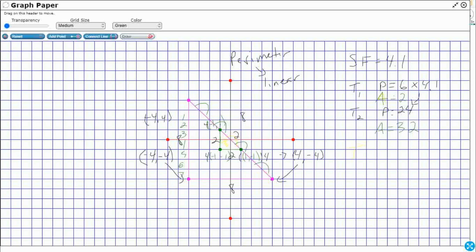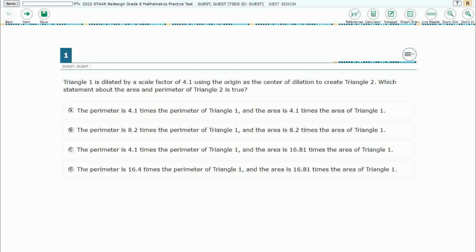And if you count all of these right here, you're going to get the area of 32. So how do we get from 2 to 32? Well, it's quadratic. You take your scale factor and you square it, and you get 2 times that 16, which gets you to 32. So the answer is C.